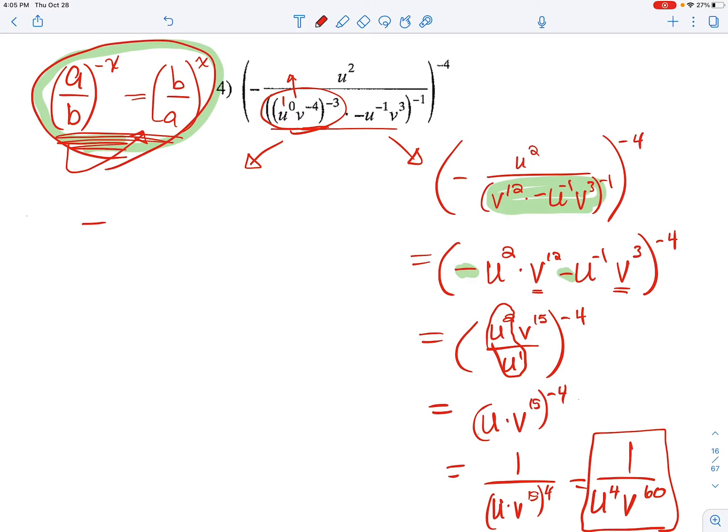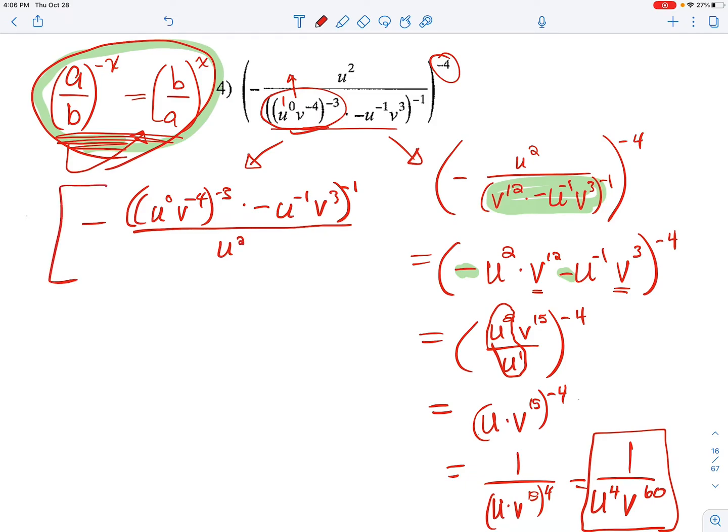I'm going to use this property, and this is a fraction to a negative power. I'm just going to flip it upside down and keep it a positive power. So now I really have u to the 0, v to the negative fourth, all to the negative third power, times negative u to the negative first, times v cubed to the negative first power, all over u squared, but that now is to the fourth power.